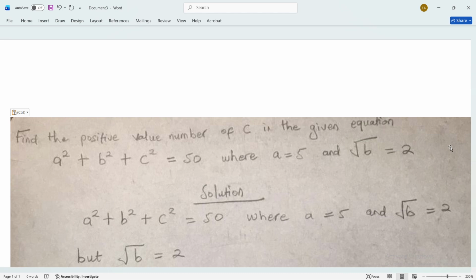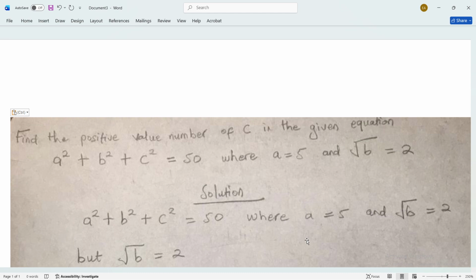Find the positive value of c in a given equation a squared plus b squared plus c squared equals 50, where a is 5 and root b equals 2. So let's quickly solve it. Now, our given equation is a squared plus b squared plus c squared equals 50, where a equals 5 and root b equals 2.